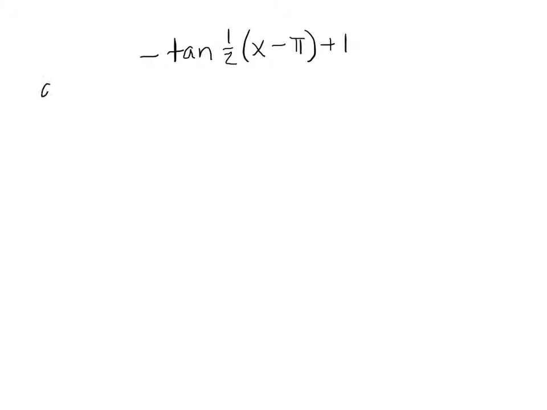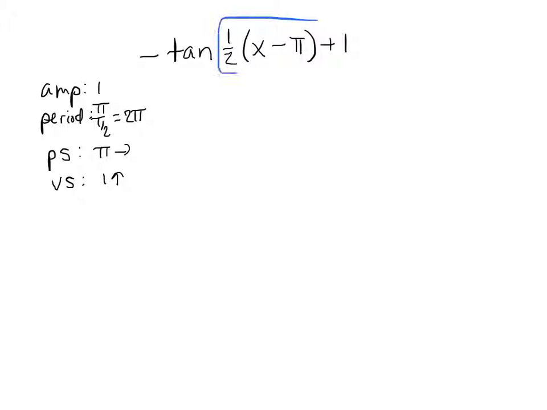Alright, so again, let's go through. Our amplitude would be 1. My period would be pi divided by 1/2, multiplied by the reciprocal would be 2 pi. My phase shift is going to be pi to the right, and the vertical shift is going to be 1 up.